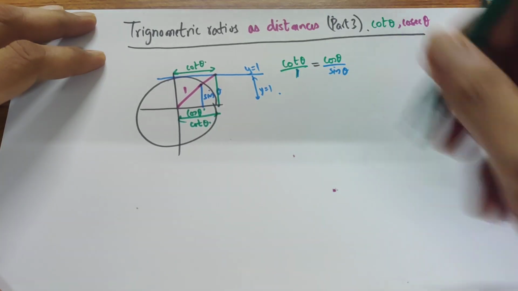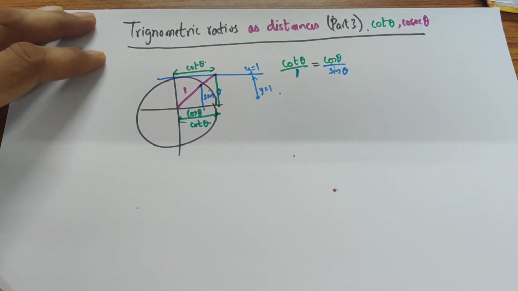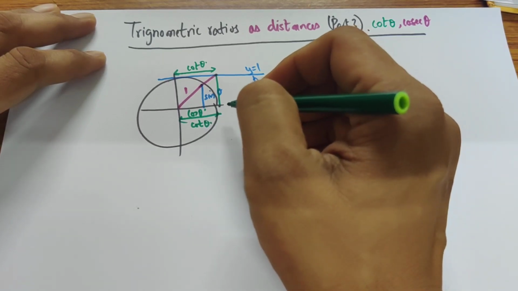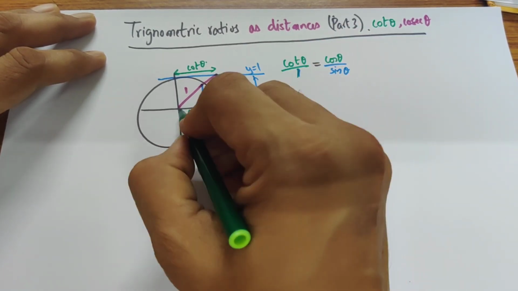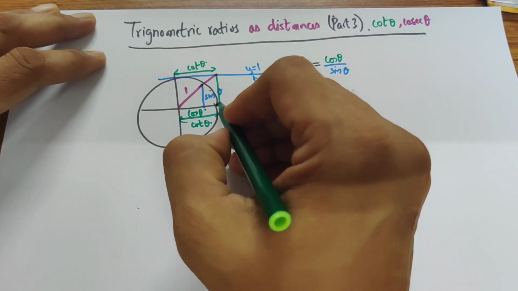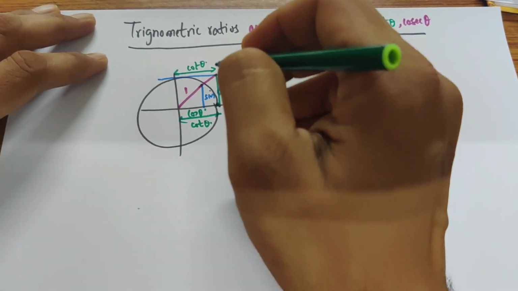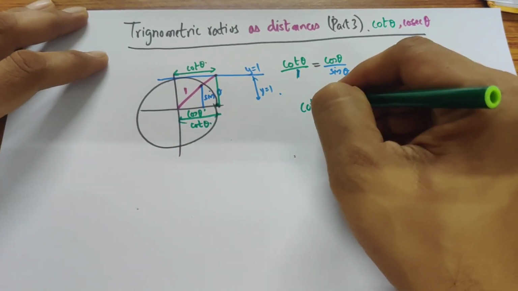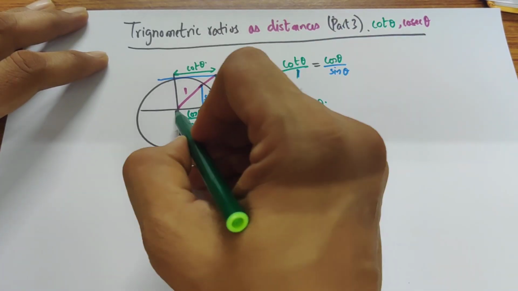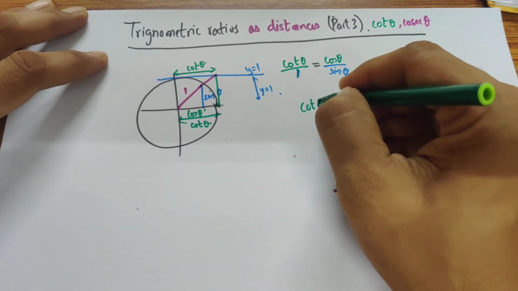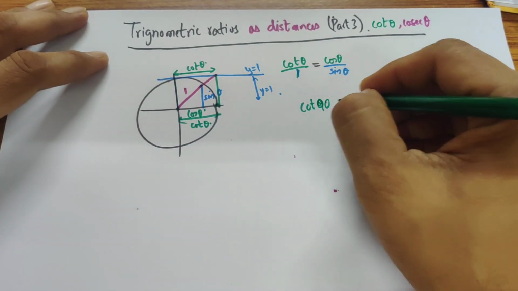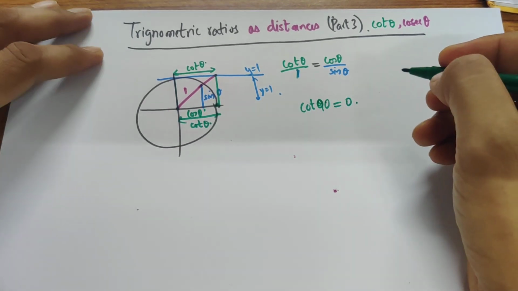So what can we learn about that? Once we see this, we are asking what the properties of cot theta are. Since it's a horizontal line, when cos theta is 0, it's here. We'll talk about that last. So let's say when theta is 90 degrees, cot of 90 will be here. The x value is 0. So cot of 90 is 0, similar to cos theta.